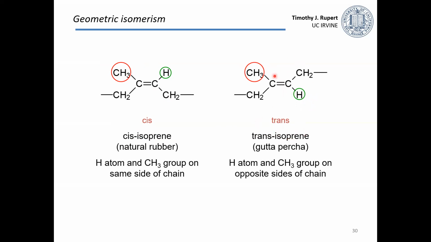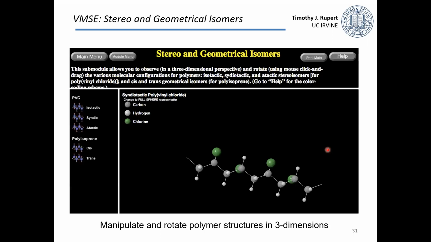So isoprene is describing this molecule, and the cis or the trans is describing how these are oriented with respect to each other. Now, these are both actually examples of rubber. One's called natural rubber, and the other one is called gutta percha. Okay? So there's some similarity between their properties, but there are also some differences because of this geometric isomerism. Again, this is something we can use our visual material science and engineering to go see. I'm going to not skip out of my PowerPoint this time, but you can go and see how these are oriented differently.